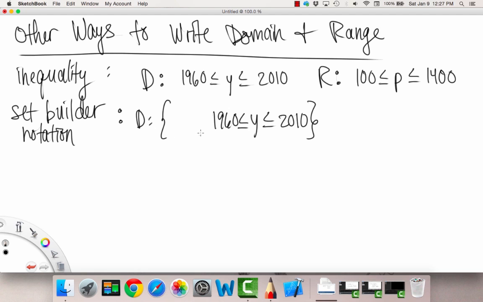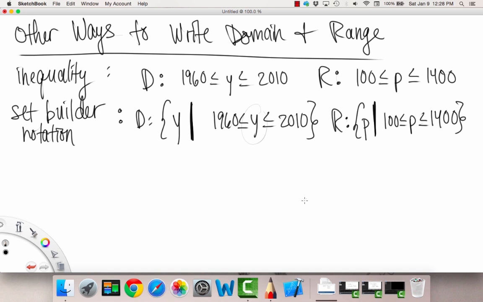You leave a little bit of space in front because we're going to write the variable that's involved, in this case Y. So you write the Y, and then you write this vertical line, okay? And that's it. That's how you build your set using set builder notation. Let's do the same thing for the range. We copy down our inequality, 100 ≤ P ≤ 1400. We write our curly brackets on the outside, leave a little space in front, copy down the variable, and stick the vertical line there. And we're done. That's it for set builder notation.